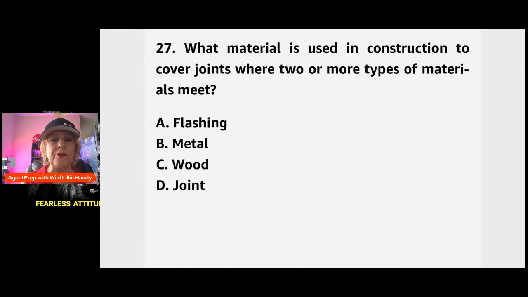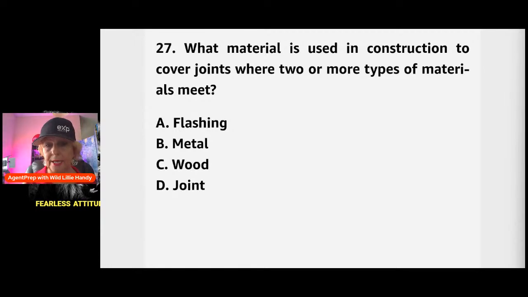So you have two different types of metals, okay? Think about the roof or somewhere else within the house. Material used in construction to cover joints where two or more types of materials meet. It's not something you would commonly think of. However, you will learn it in the real world.